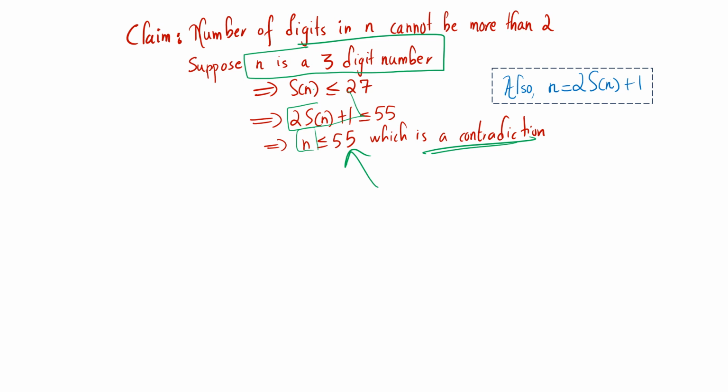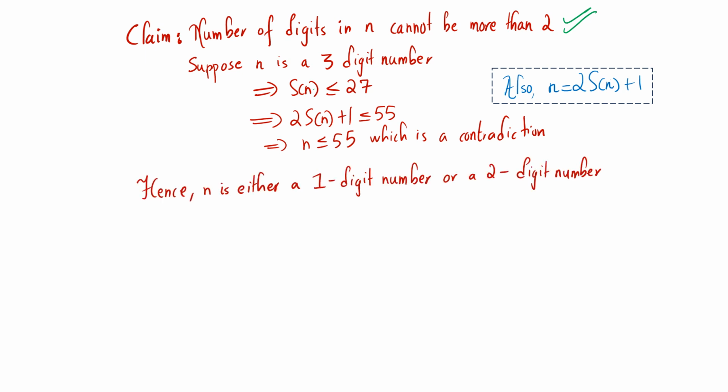So why did we get this contradiction? Because we imagined n to be more than 2 digits. So this claim is in fact valid, the number of digits of n cannot be more than 2. So n has to be a 1-digit number or a 2-digit number, right?